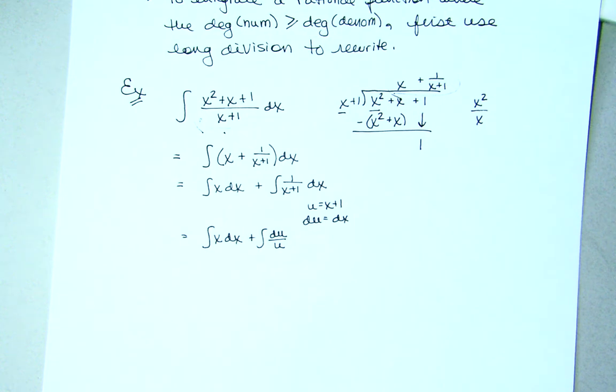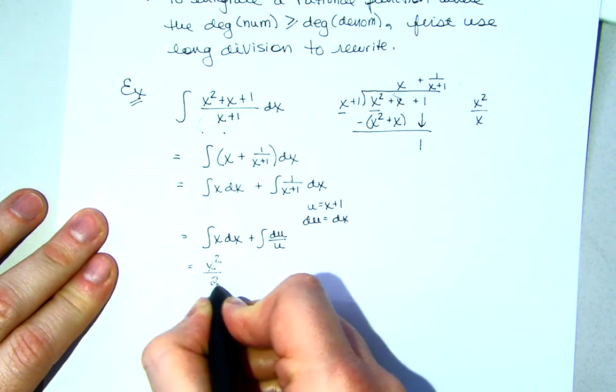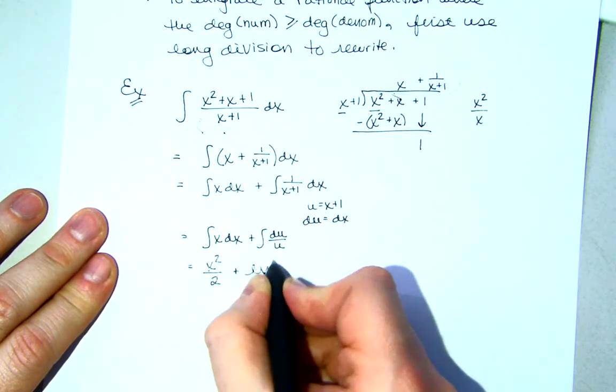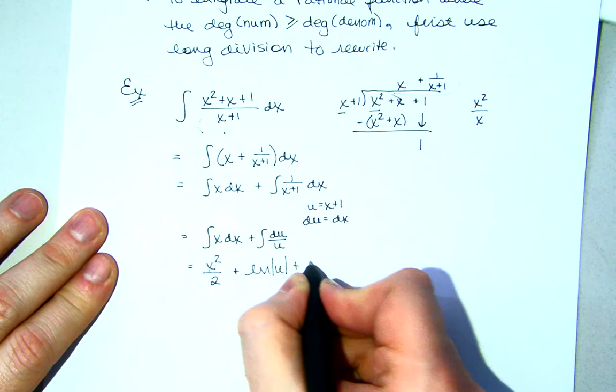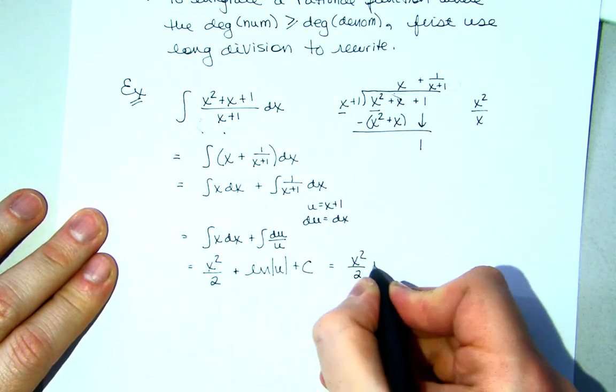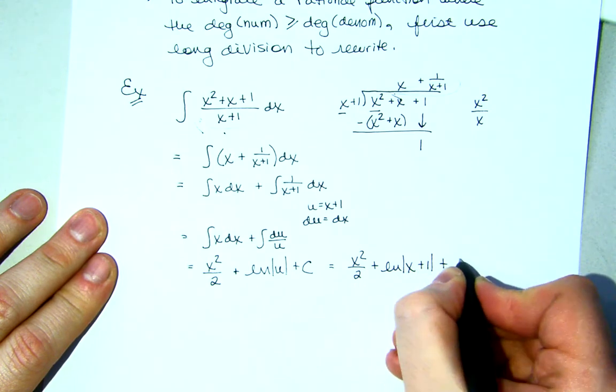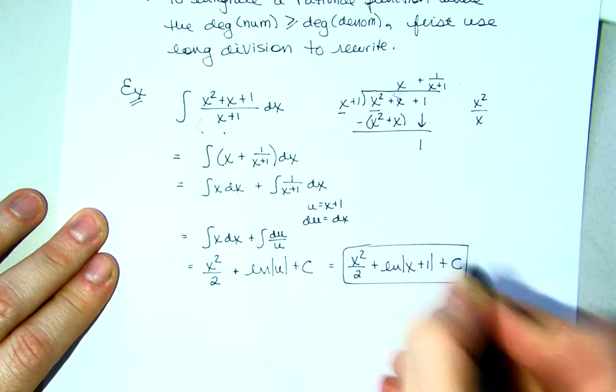Well, sure. Well, I guess you could get 2, but what's a constant plus another constant? Still just a constant. So x squared over 2 plus the natural log of the absolute value of u plus a constant. I'm going to say x squared over 2 plus the natural log of the absolute value of x plus 1 plus c.